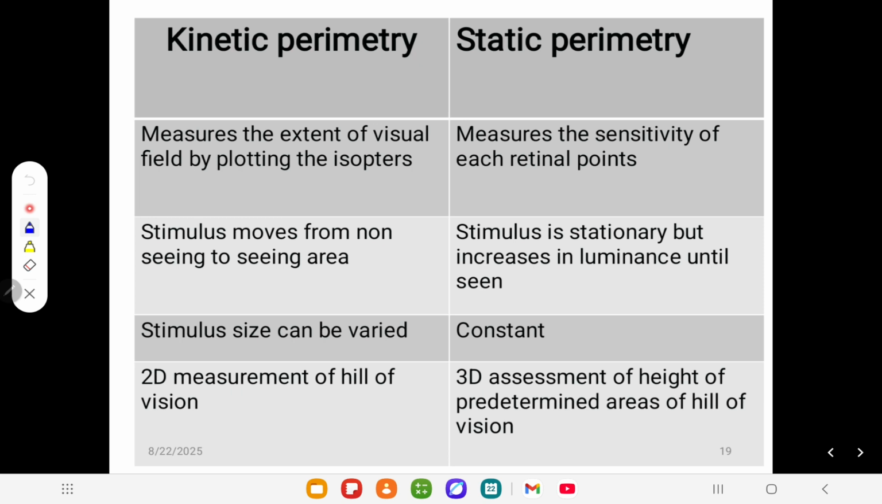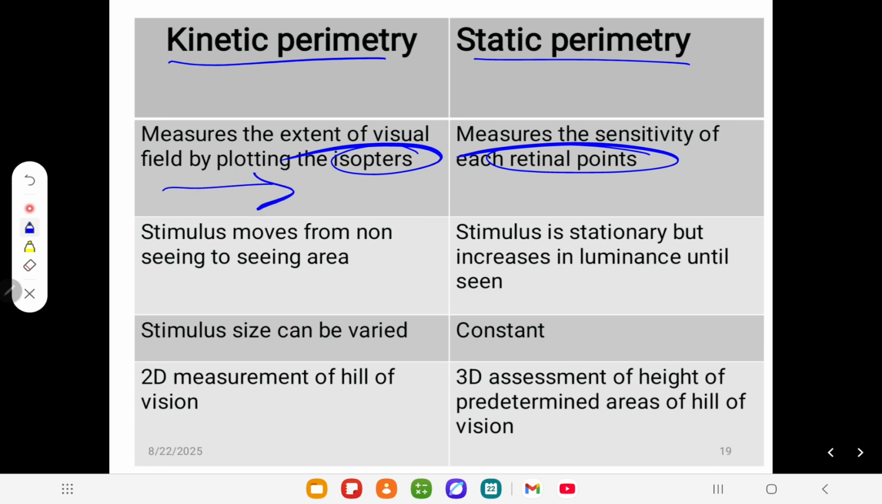Okay. So, the basic difference between static perimetry and kinetic perimetry. Kinetic perimetry measures the extent of the visual field by plotting isopters. Isopters are very important in case of the kinetic visual field. But static measures the sensitivity of each retinal point. In case of kinetic, we move from non-seeing to seeing. In case of static, we see every point in the visual field. Okay. So in kinetic, the stimulus moves from non-seeing to seeing area.